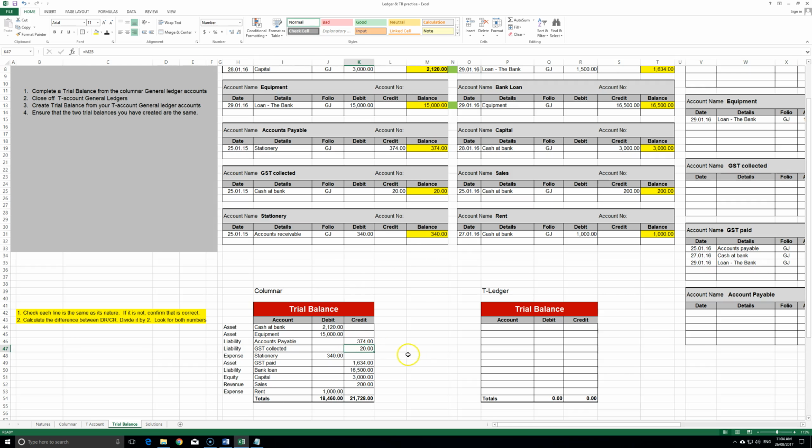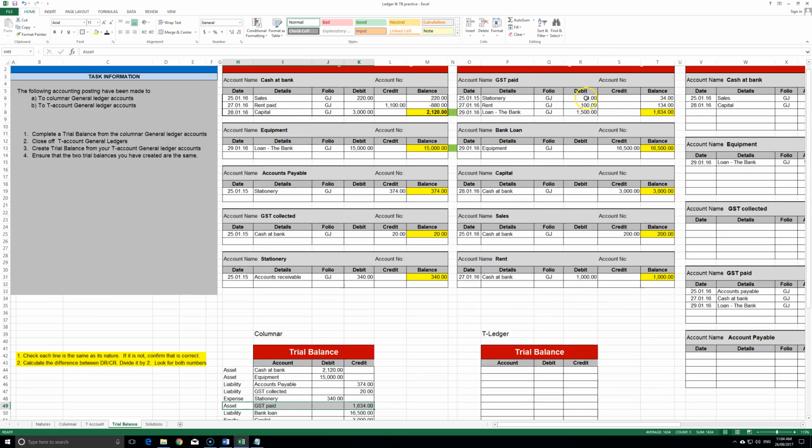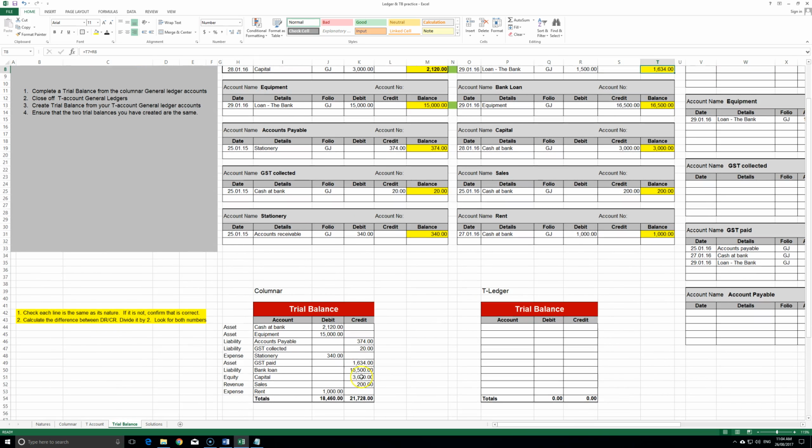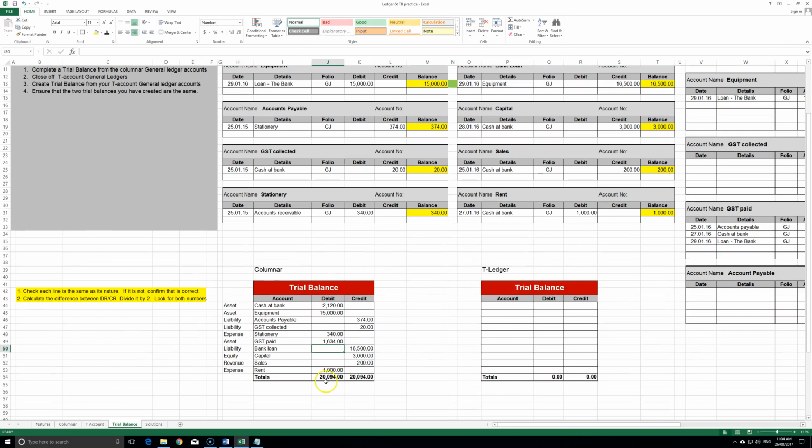I'll fix that one up now. GST collected, liability, credit, good. Debit for expenses. Assets should be debits. So let's check that one, GST paid. We have debit, debit, and debit, which means the balance here should be a debit. I've made a mistake by putting it on the wrong side down here, so I'm going to fix that one up. Equals, and there we go. I'm back in a balancing situation.